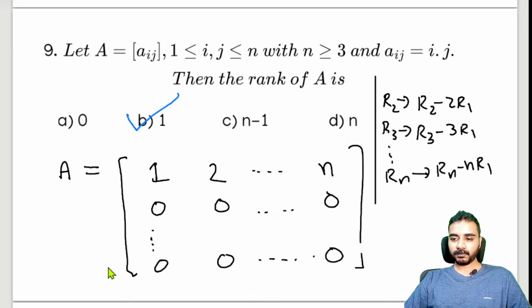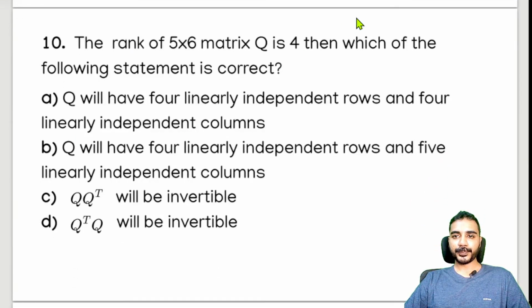So let's jump into the final question here. This is today's final question. The rank of a 5 by 6 matrix Q is 4. Then which of the following statements is correct? Okay, this is the question.